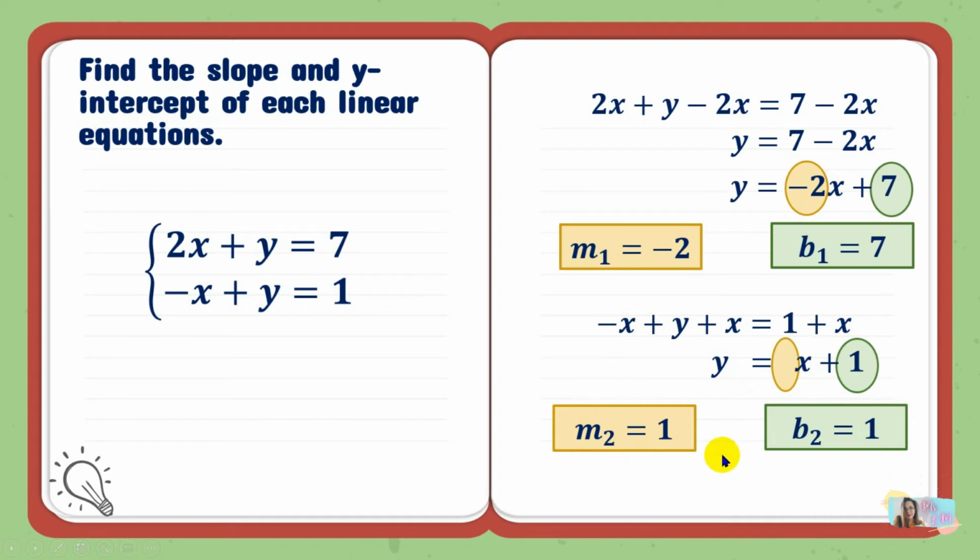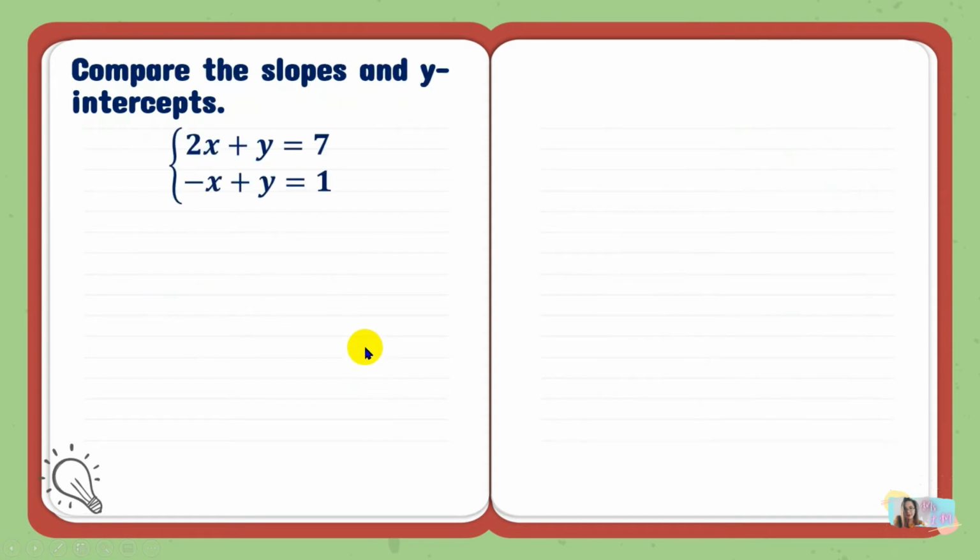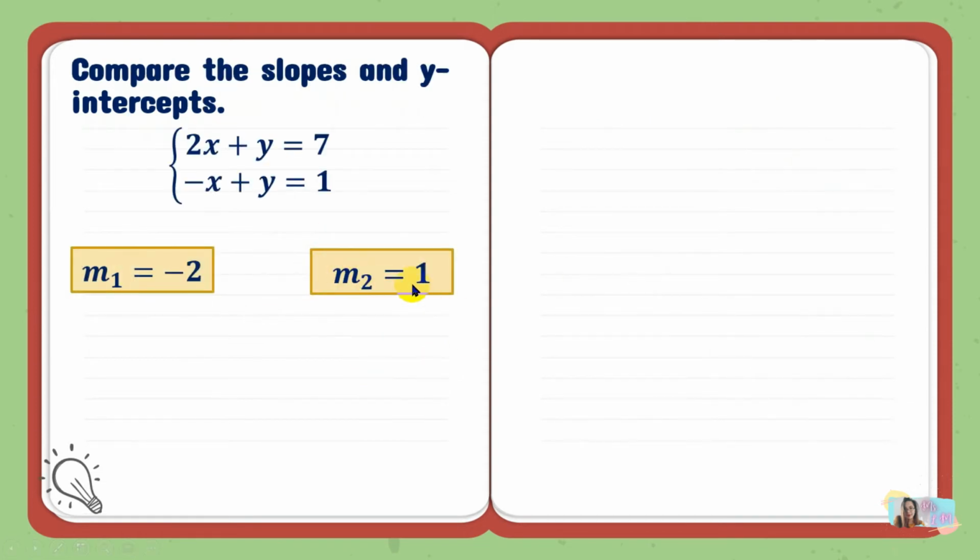So now, meron na tayong dalawang slope, meron na tayong dalawang y-intercept. Anong gagawin natin? We have to compare those two. For the slopes, we have negative 2 and positive 1. Are they equal or not equal? So obviously, they are not equal.